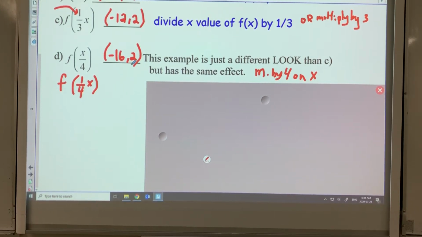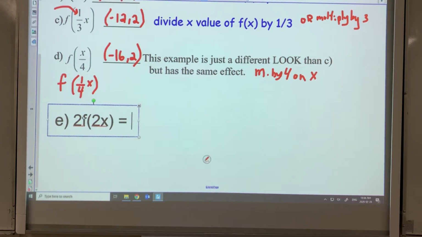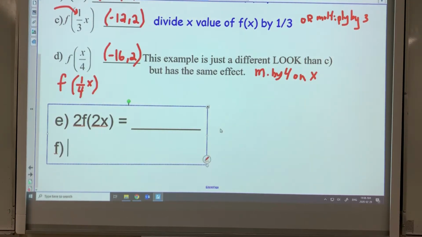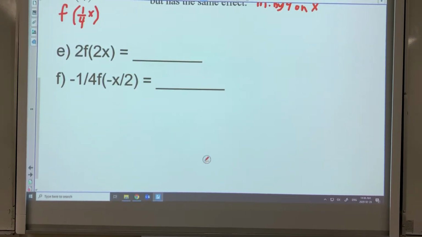You guys want to do some other ones? Yes. Let's toss in a couple that have both at the same time. So you can just go E, and I'll just make one up. I'm just going to go 2, and then let's go like this. I'll make up another one, F. Now, I can't get fractions very well in here, but bear with me. Let's try those two. Get your own answers.